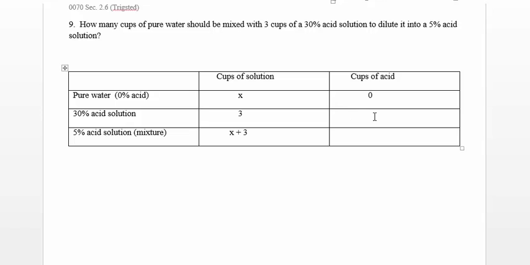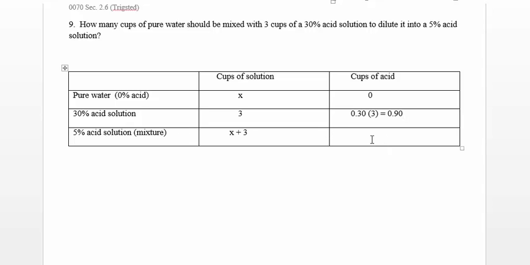The 30% acid solution comes to us in a total of 3 cups. 0.30 times those 3 cups is the actual cups that are acid. So notice that's 0.90 or 0.9 of a cup of the 3 cups is actually acid. So if you could separate the acid out from the solution, 0.90 or 9/10 of a cup of that would be acid. The other 2.1 cups would be something other than acid.